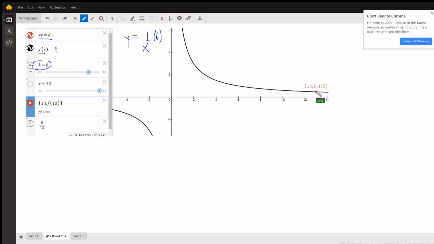And here is the value of the function when x is equal to 13. It's actually 6/13. So all I did is really put 13 in for x, got 6/13. That's probably the answer you're looking for.